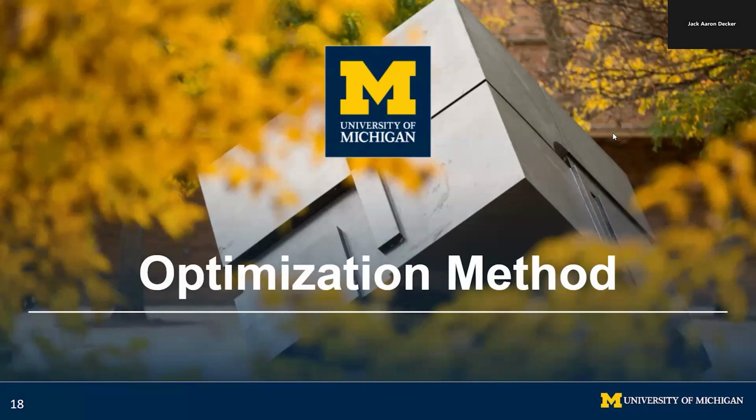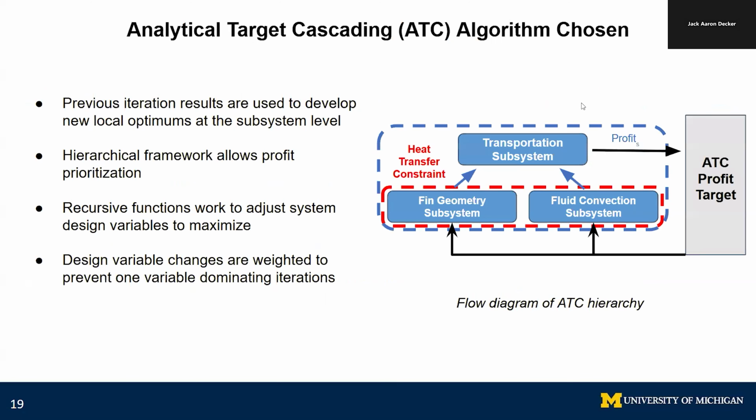Moving on to the optimization method, we chose a recursive ATC algorithm as our optimization method of choice. So we designed the hierarchy pictured here that works to alter the heat sink parameters to prioritize maximizing profit for the company. Essentially, the fin geometry and fluid convection subsystems are optimized based on the results from the previous iteration. Then those values are inputted into the transportation subsystem, where the ATC algorithm adjusts the design variables to maximize profit. The iterations continue until an optimal state is achieved within the boundary conditions. Also, the optimal design variables in each iteration are weighted to prevent one variable from dominating further iterations.